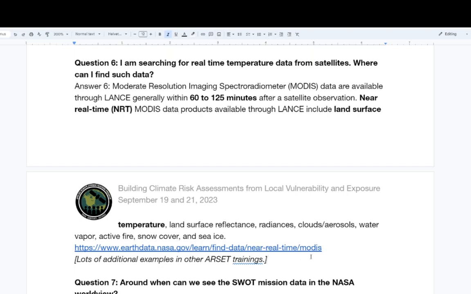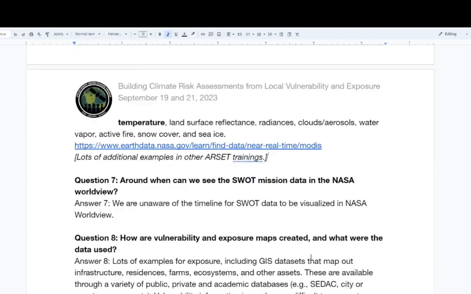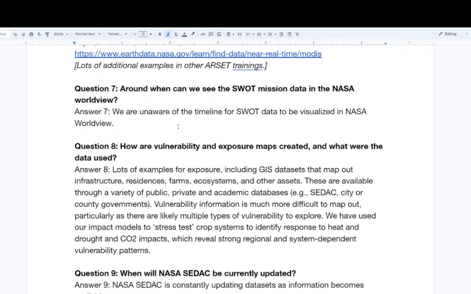So moving on to question 7, around when can we see the SWOT mission data in the NASA Worldview? I'll go ahead and answer this one as well. We're unaware of the timeline, so we cannot state any given date, but hopefully they will be able to get that hopefully this year. It's a relatively recent mission that launched, and so I think the logistics of getting that onto the Worldview have been made somewhat cumbersome, but hopefully they'll have that up later this year.